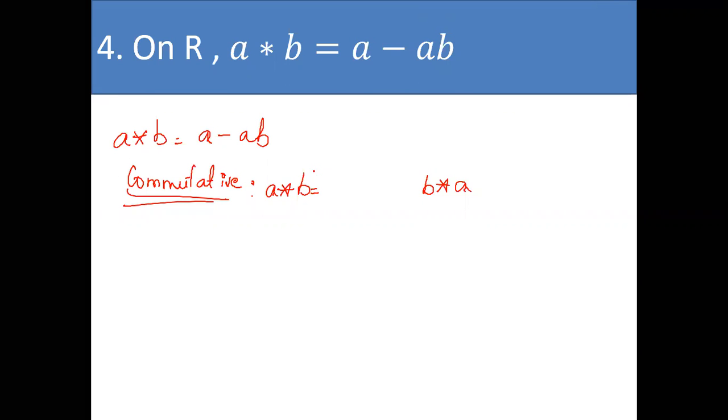Okay, what is A star B? No, it is not commutative. Good Ashwini, good Nur Fatima. So you have got, what is A star B? A star B is A minus AB. What is B star A?